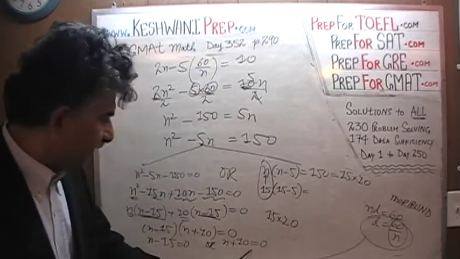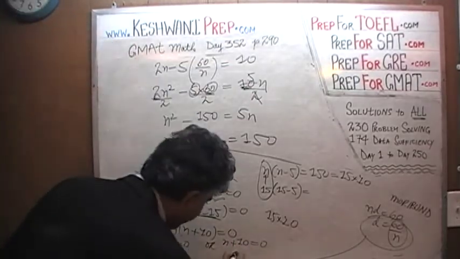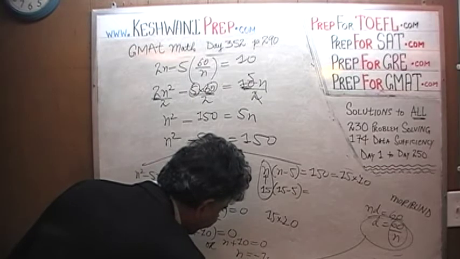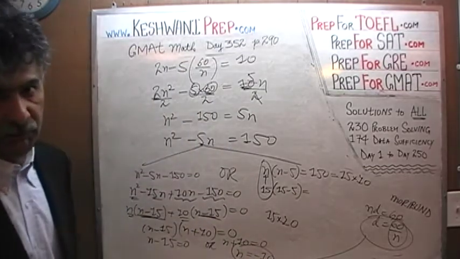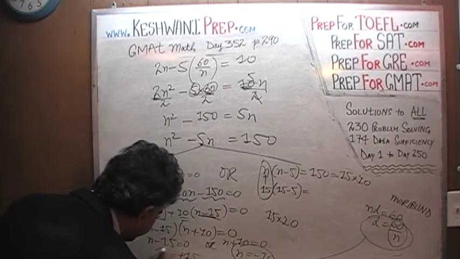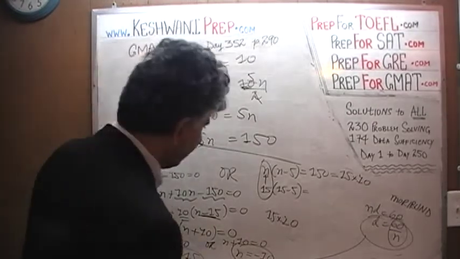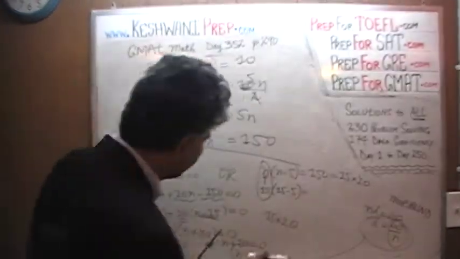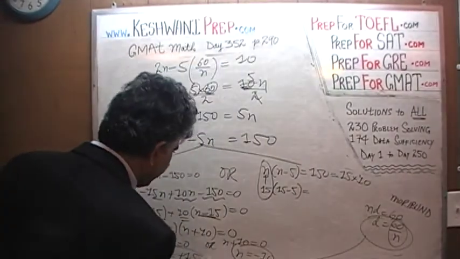And of course, n plus 10 is not going to be equal to 0, because we cannot have negative 10 people. We're dealing with people. It has to be a positive number. And therefore, n equals positive 15, which is exactly what we claimed here.